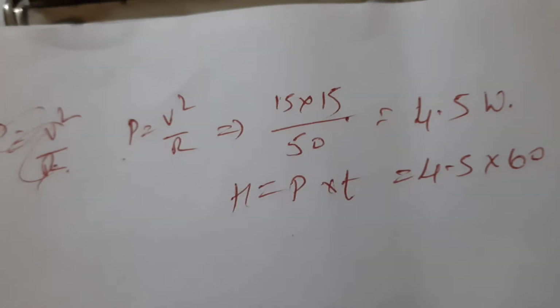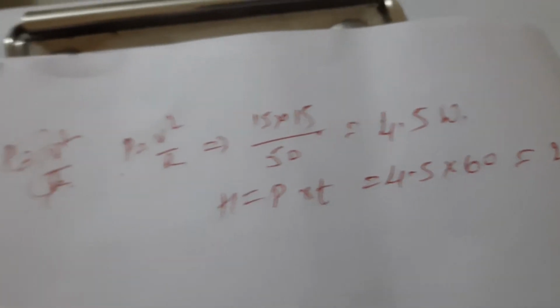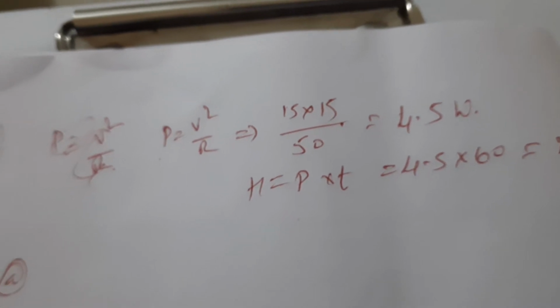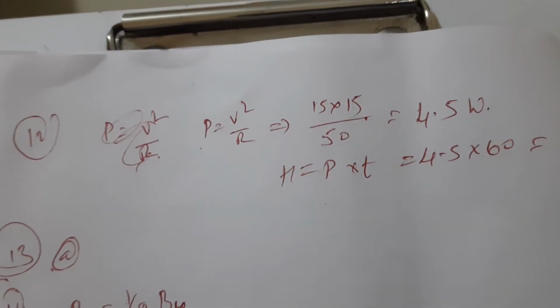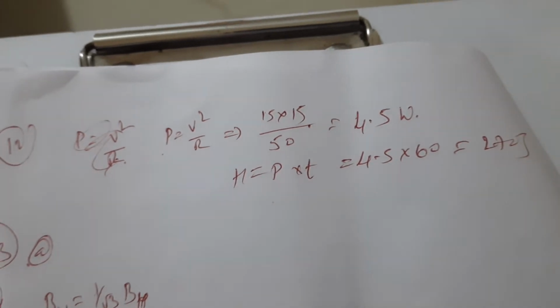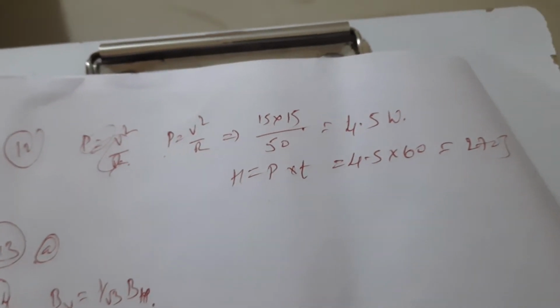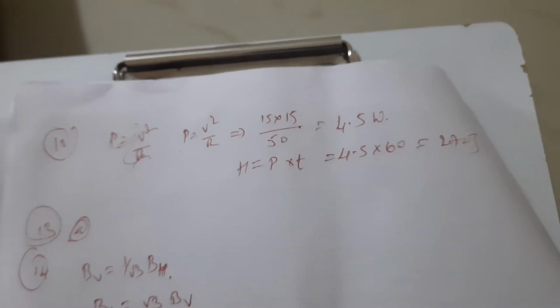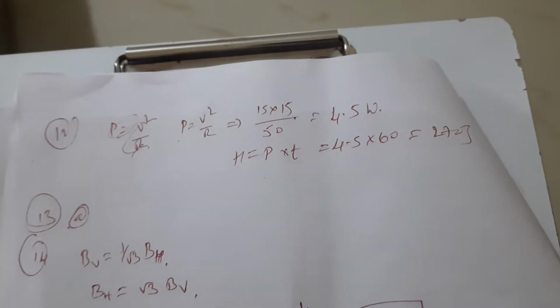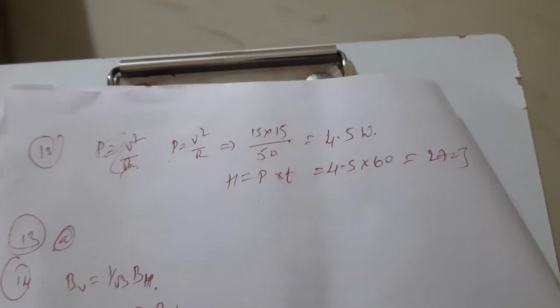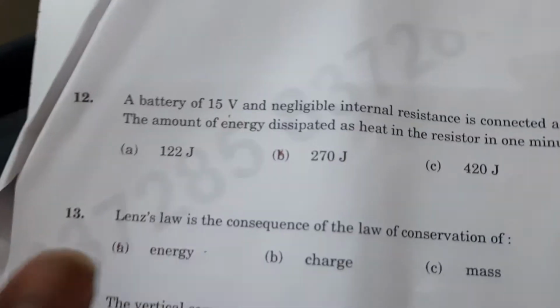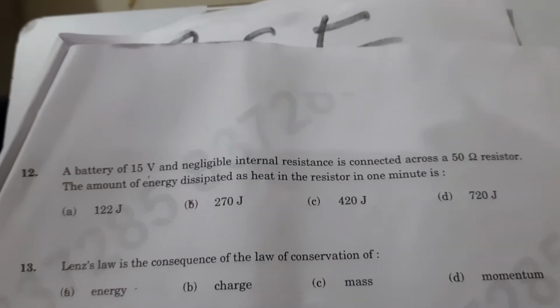So how is it? P equal to V square by R, 15 into 15, because 15 is the voltage as given, and 50 is the resistance, which is equal to 4.5 watts. Therefore, multiplying with the time period given, 1 minute, the energy equal to power into time, we got 270 joules as the answer for question 12. So answer B is our answer.